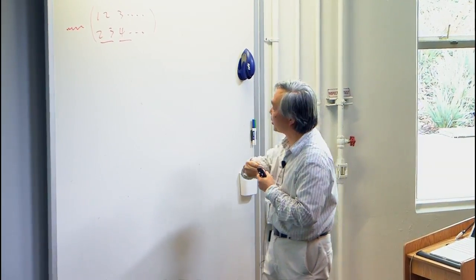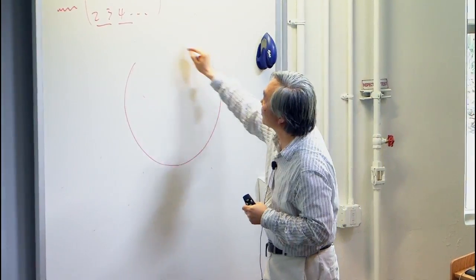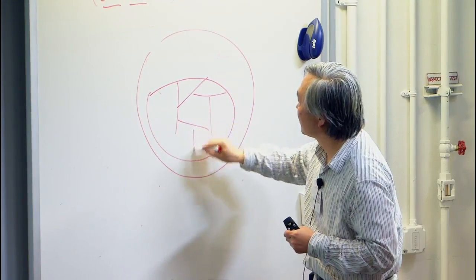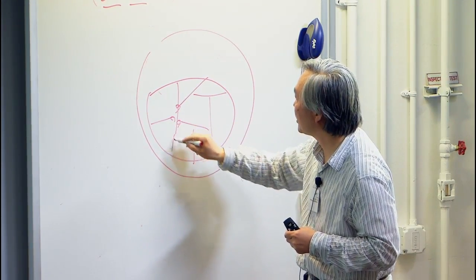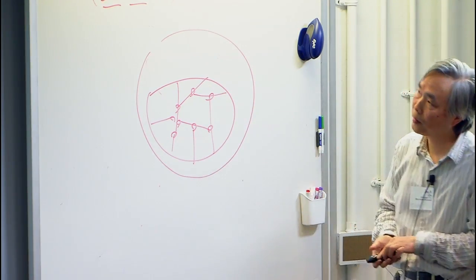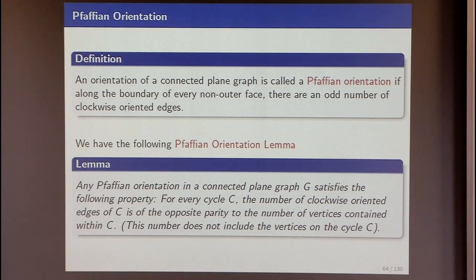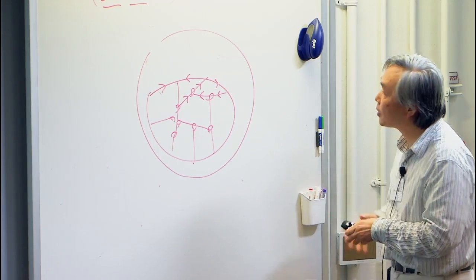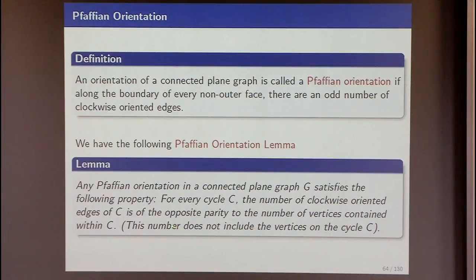So you look at a planar graph, and then you look at a particular cycle, and here are edges inside. And then you look at the number of vertices, okay, and you count the number of clockwise oriented edges. So these edges, some going this way, some going that way. You count the number of oriented edges in the clockwise sense. It has exactly the opposite parity of the number of vertices inside. Is that clear, the claim?